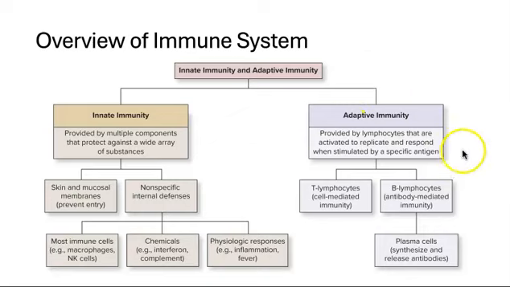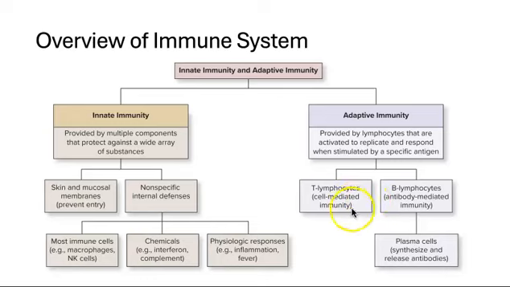Adaptive immunity will be discussed in section 2. And this is where our lymphocytes, our B and T cells, are going to be activated and replicated to respond to a specific antigen. It is tailor-made and therefore it takes a little bit longer for this immune system response to come about. We divide it into two further subdivisions of our immune system.